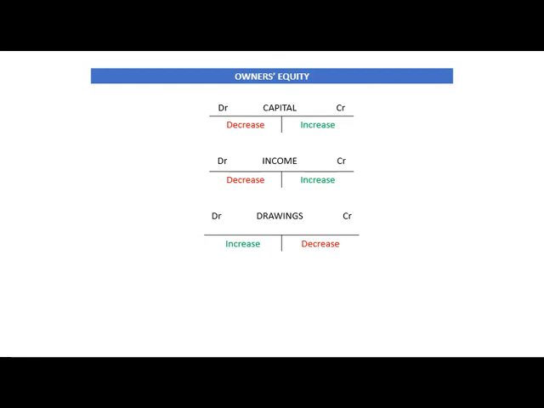So when the owner takes anything from the business, we debit drawings and we credit whatever the owner took. So we credit trading stock if the owner took trading stock, but we debit drawings. We credit stationery if the owner took stationery, but we debit drawings.